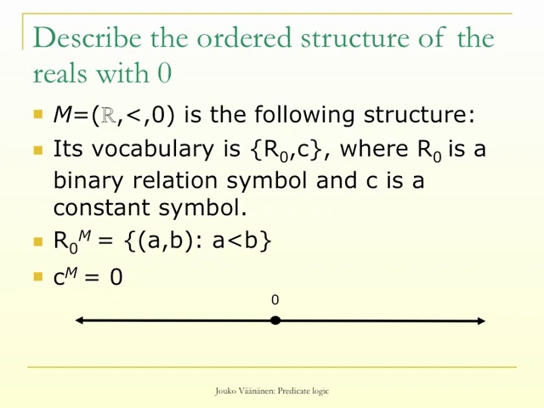It is noteworthy that although we know all the real numbers 1, minus 1, 1 half, pi, square root of 2, minus square root of 2, and so forth, we don't have names for those in this structure. So this is like a very poor version of the real numbers. We just have the order and one number 0. Still, we can talk about negative numbers, positive numbers, and so forth.